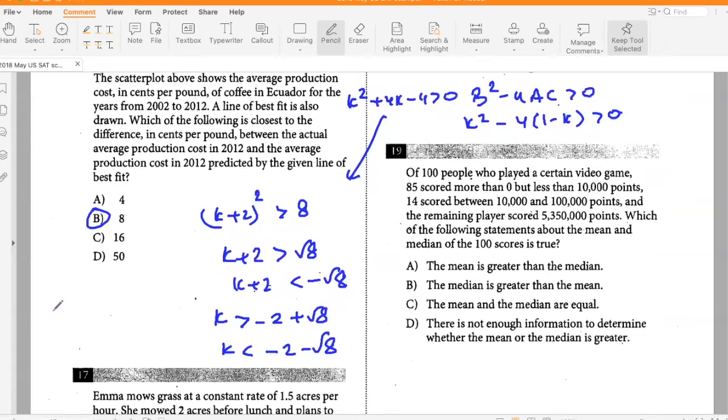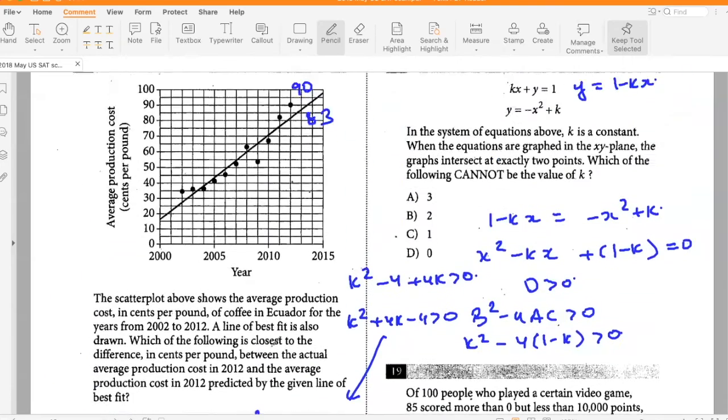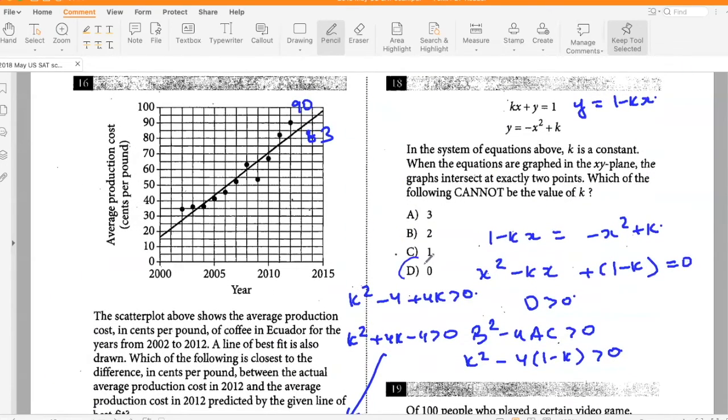So minus 2 plus root 8 is what? 2 root 2 minus 2. So 2 times root 2 minus 1. So 2 times 0.414, so 0.828. So k should be greater than about 0.82 or it should be less than some number. Yeah, so it can't be 0, right?